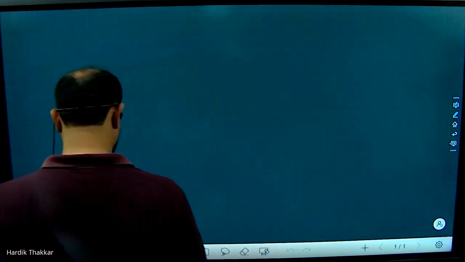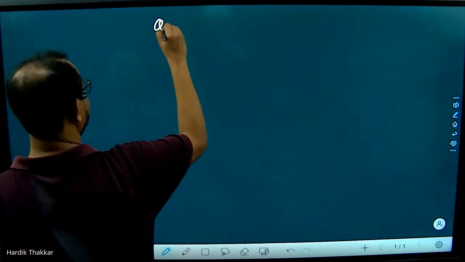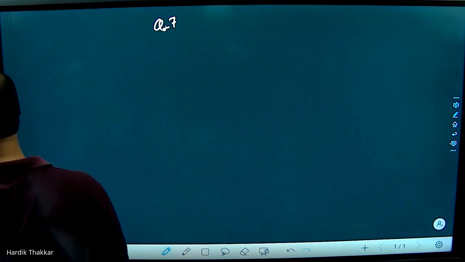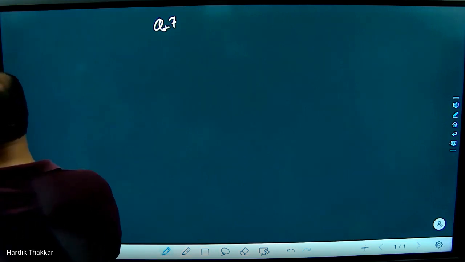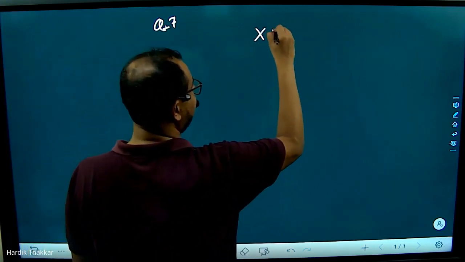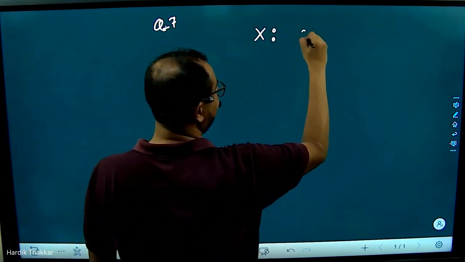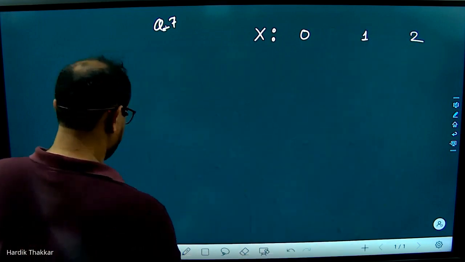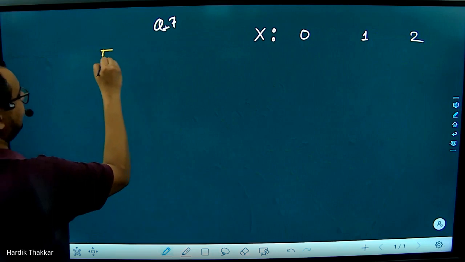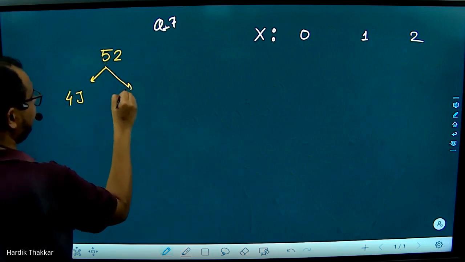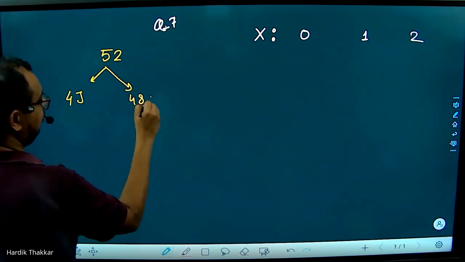Number 7 again. Question number 7 says that two cards are drawn from a well shuffled deck of 52 cards. Find the probability distribution for number of jacks. We have already done this part, that the value of x will be either 0, 1, or 2. Now we have 52 cards with us. Out of them, 4 are jack cards and the remaining 48 are non-jack cards.